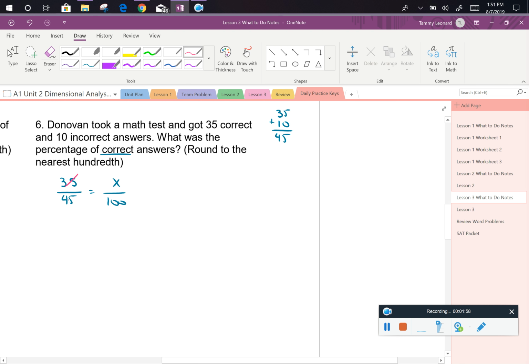As before, we can reduce to 7 over 9 because each of these is divisible by 5. So 9x is equal to 700, dividing both sides by 9. 700 divided by 9 is approximately 77.78%.